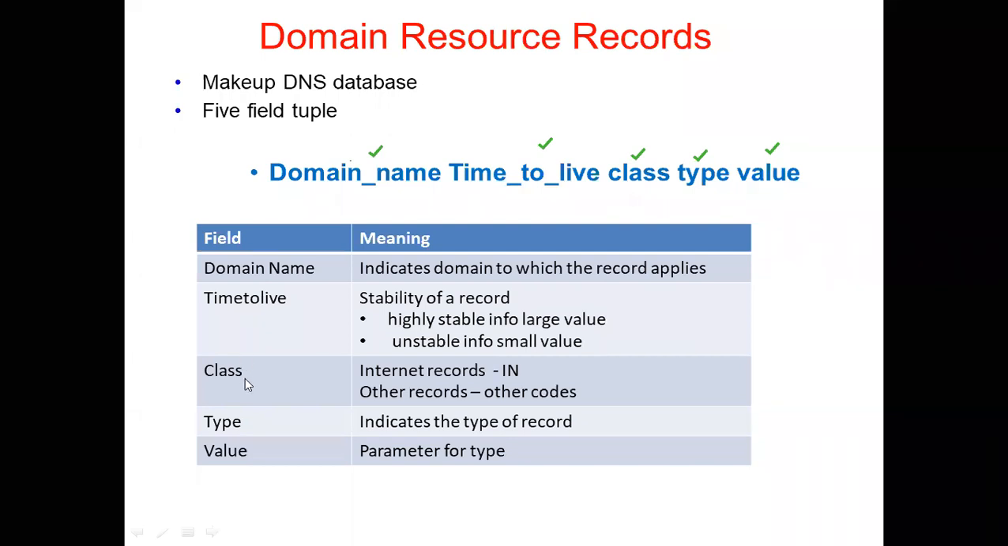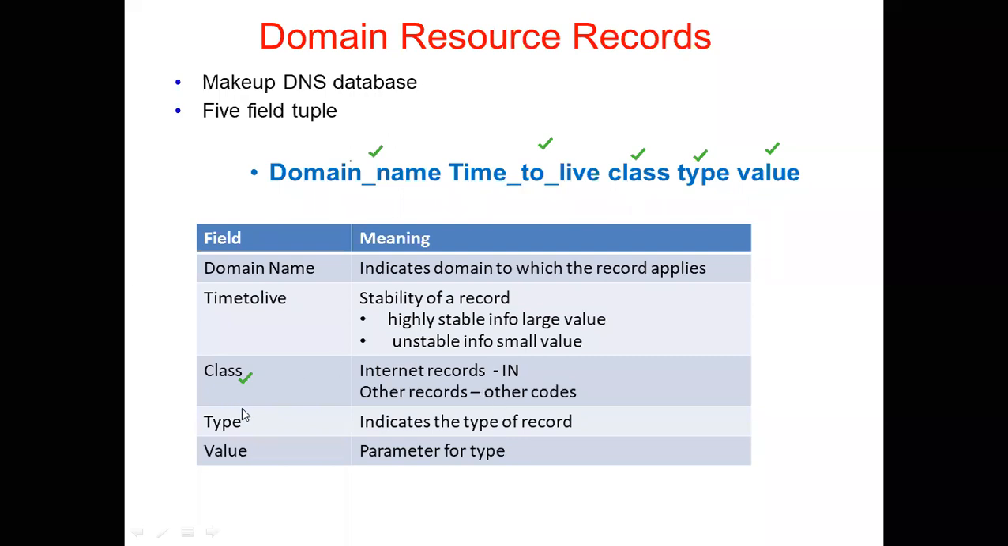The third field that we have, we call it class. Class decides the class of the record. Generally, what we have is internet records, or there could be other records also. If it is an internet record, the code that we have is IN. If it is another type of record, other codes will be there.